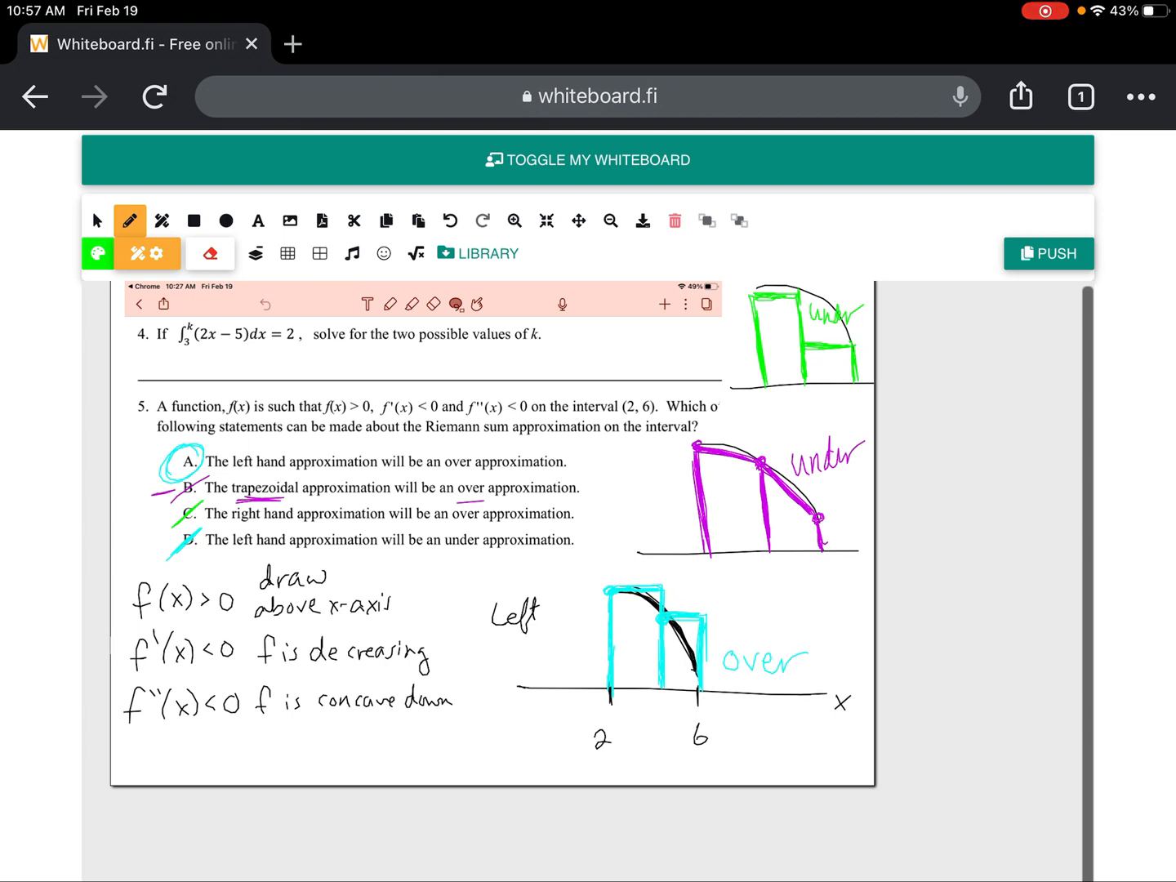Okay, it doesn't matter that I only picked 2 rectangles. I could have picked 1 rectangle or 12 rectangles or whatever. So as long as you draw your picture correctly, it doesn't matter how many rectangles. It will always be either under or over for that picture type. Any questions on number 5? Okay, I got that pushed out to you.